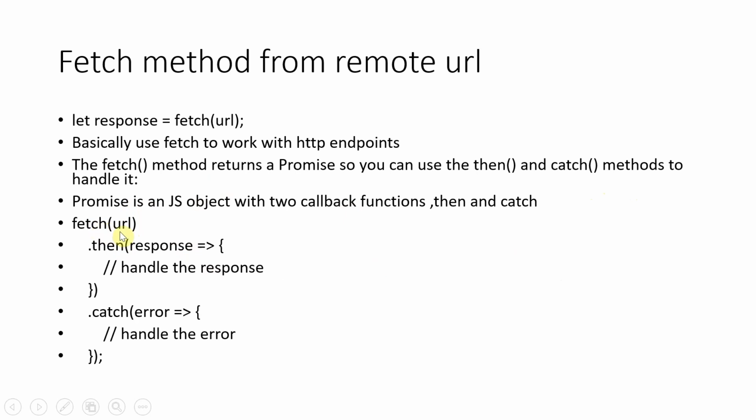So how does it work? You say fetch and you pass the URL to it. In the .then, if it is a correct response, you will get the value over here. If it is a failed response, you can handle the error over here. Now if you see the arrow function, this is the response, so whatever value you get, you will get it over here.